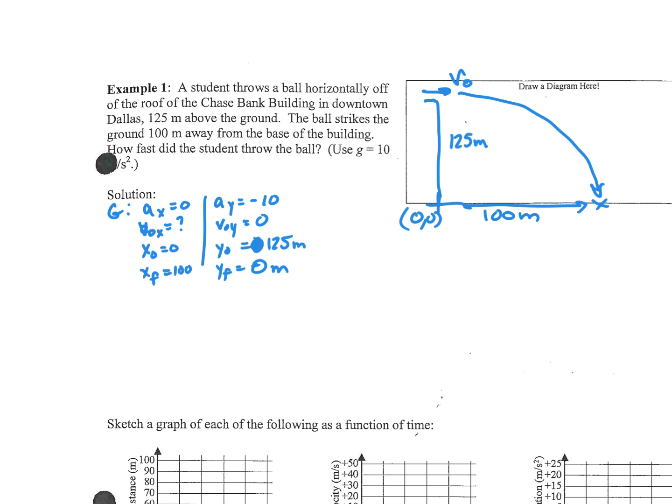This is 100 meters to there. Okay, so how do we find this? Well, the first thing we're going to do is we're also going to find v. We don't know it, but what we can find is v initial x and v initial y. And then we can put them back together again. Or really, v initial is just in the x direction.